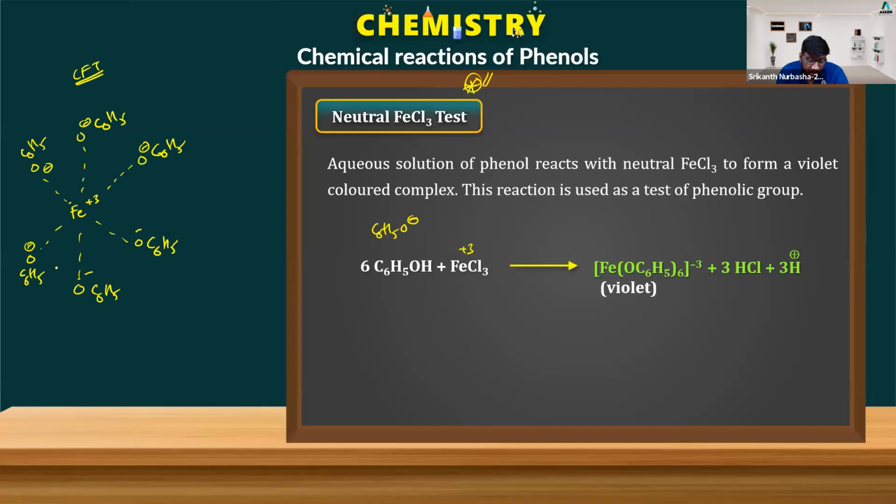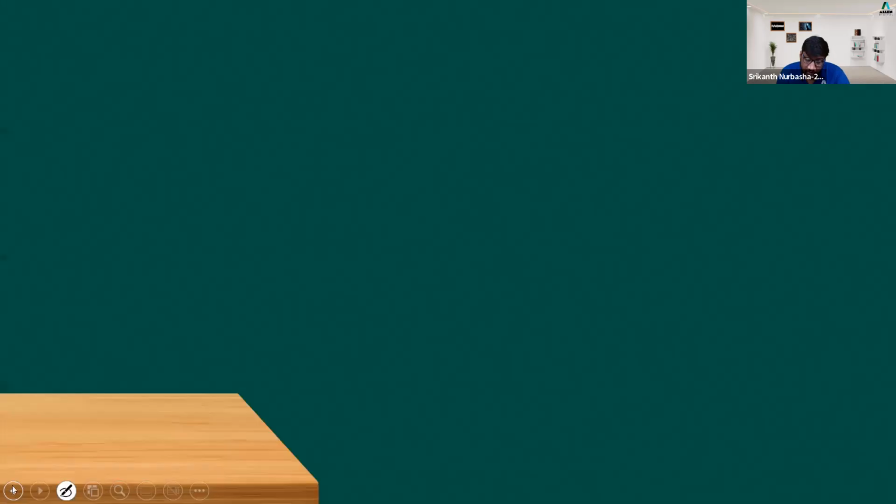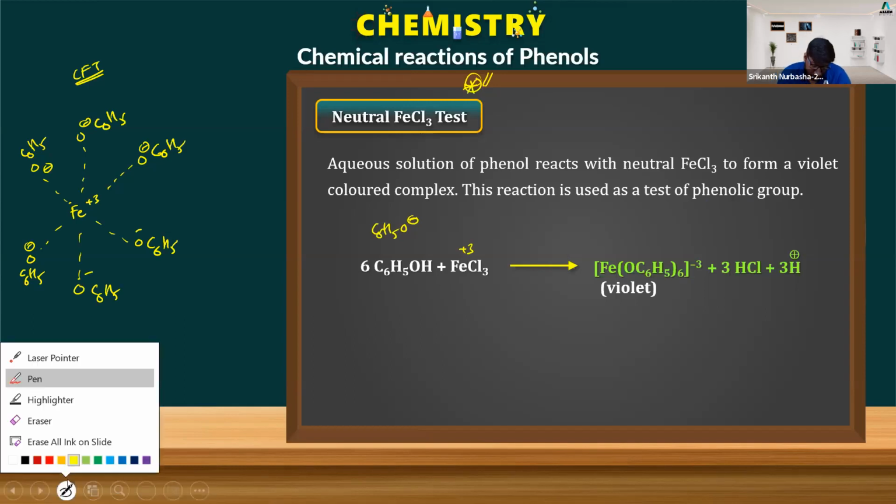So the coordination number 6 complex is going to be formed. The complex is violet colored in nature. Along with this, you'll get 3 moles of HCl, that is 3 H plus ions. So this is actually a test, a neutral FeCl3 test. An aqueous solution of phenol reacts with neutral FeCl3 to form a violet colored complex. This reaction is used as a test of the phenolic group. Okay. Right.